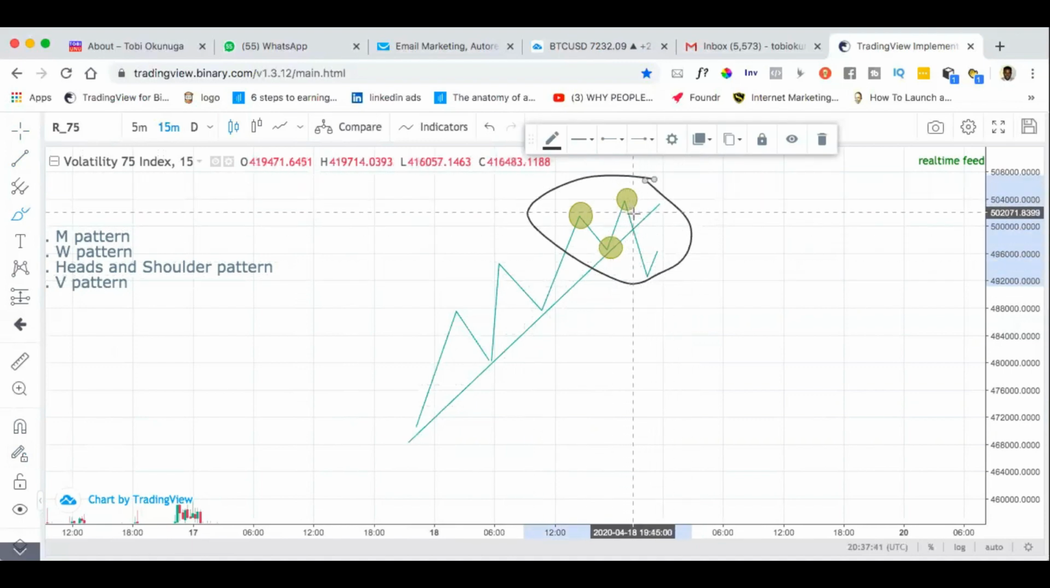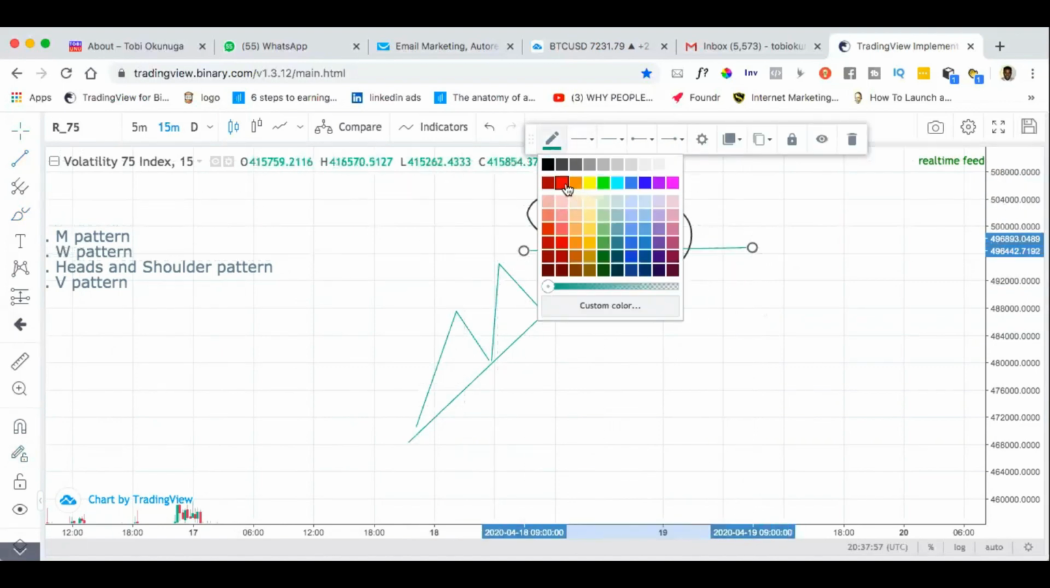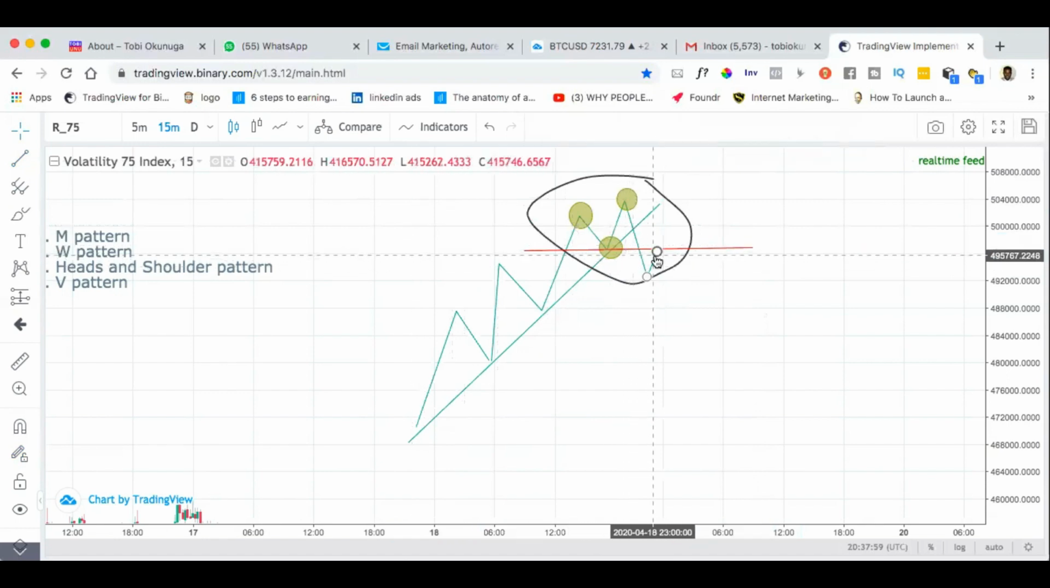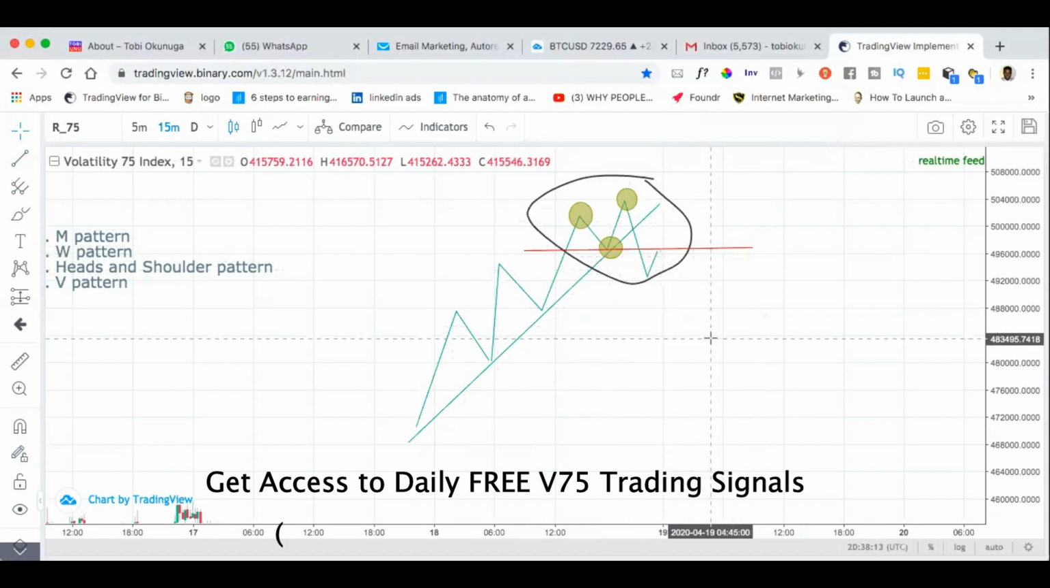Now, once the price breaks the trend line, you won't enter at the break of the trend line. You want your price to get to this neckline over here. This is your neckline. Let me change this color to red. You want price to break the neckline, and you want to enter at the retest, very close to your neckline. So once there's a retest, you enter at the retest.